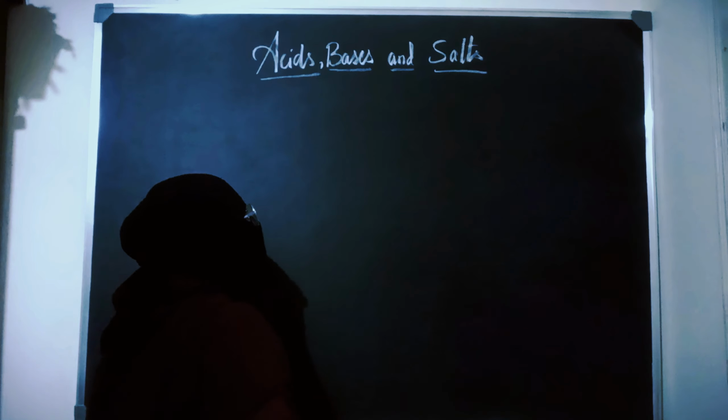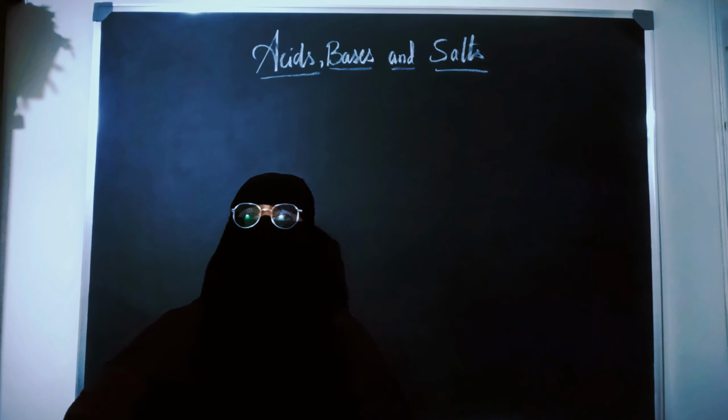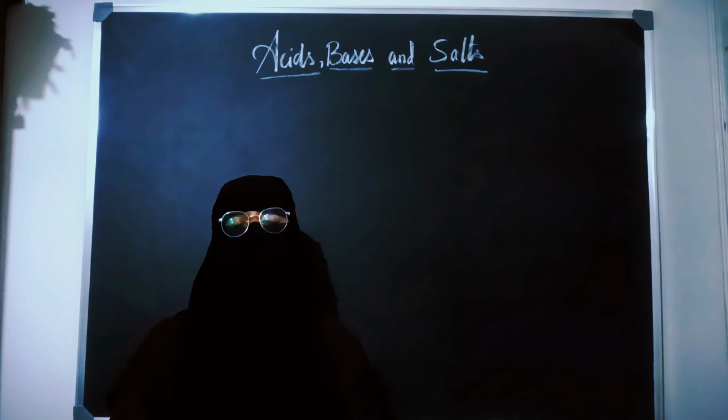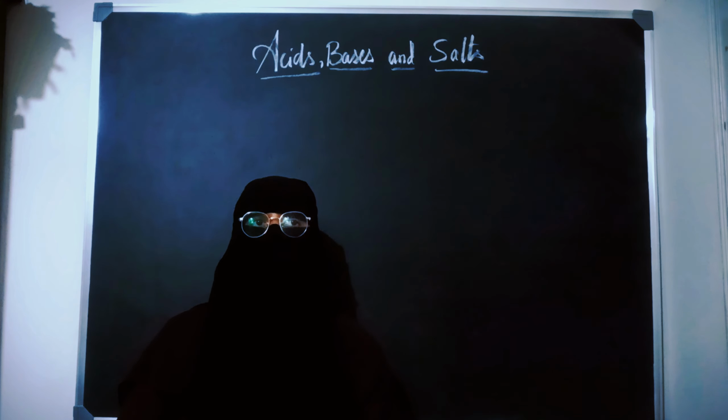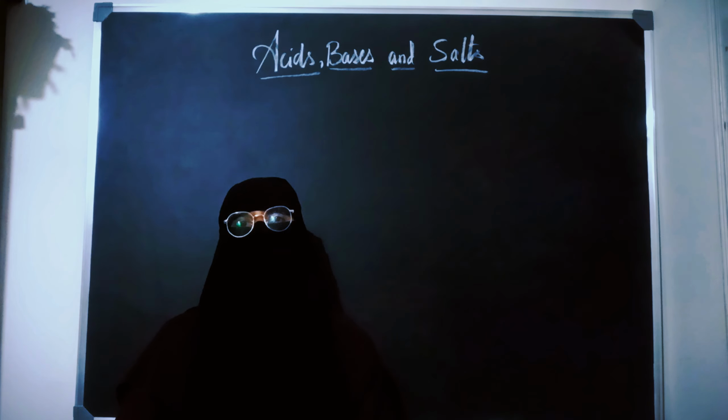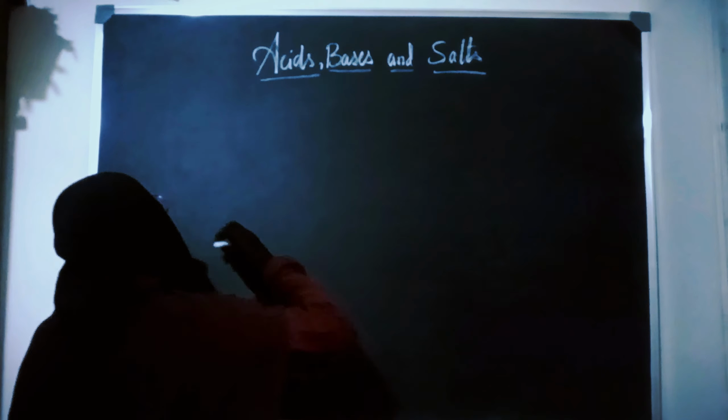So far under this chapter we have covered what are acids, what are their physical properties, what are bases, what are their physical properties, how do we test the presence of acids and bases using indicators, and we also discussed how metals react with dilute acids and bases.